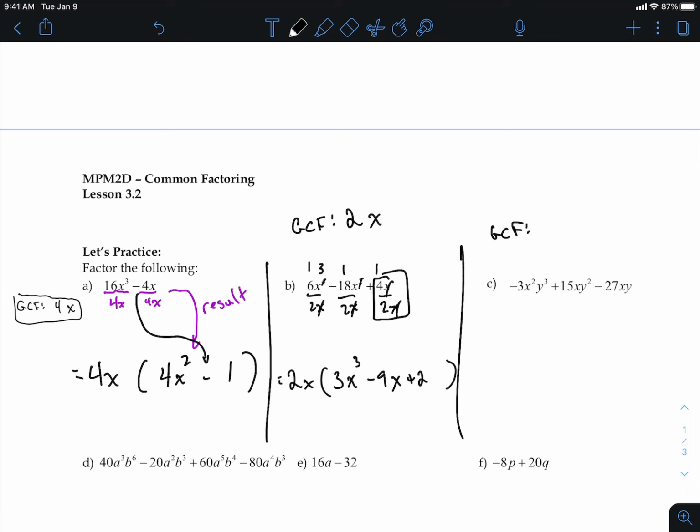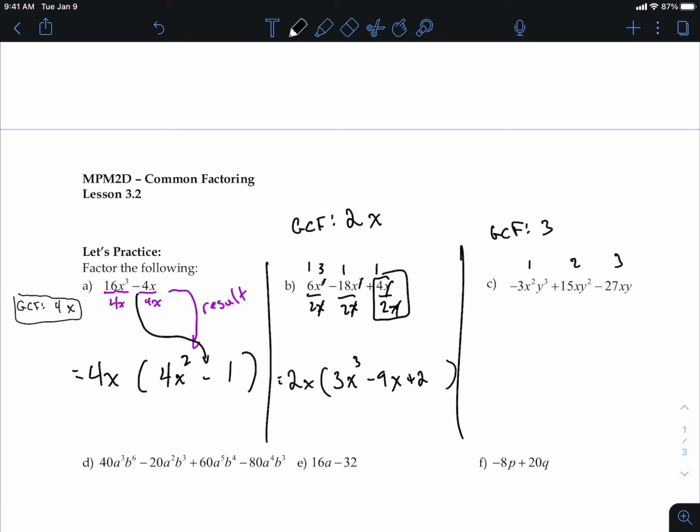15 obviously doesn't go into 27. 3 goes into itself. It goes into 15 and it goes into 27. So let's just take the 3 out. Then you're looking at the rest of the terms in terms of the variables. Well, I got 2 variables in this question. That's the trick, right? That's fine. You're just going to treat them separately, right?